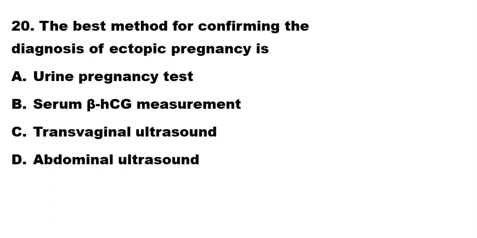Question number 20. The best method for confirming diagnosis of ectopic pregnancy is A. Urine pregnancy test, B. Serum beta HCG measurement, C. Transvaginal ultrasound, D. Abdominal ultrasound. Think over it for 5 seconds.